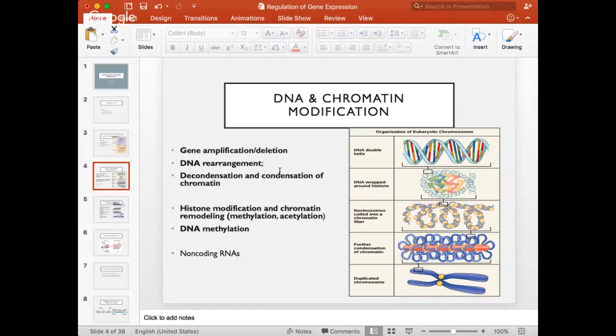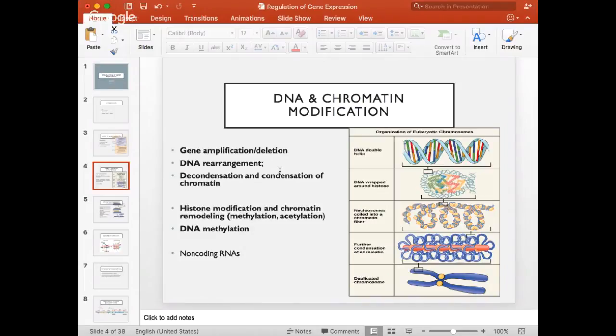Moving to DNA rearrangement. This is also another rare method. DNA rearrangement involves the movement of DNA segments from one location to another. So sometimes DNA rearrangement of non-coding sequences can lead to the expression of a gene. And I believe Malik will be talking to you about that later.